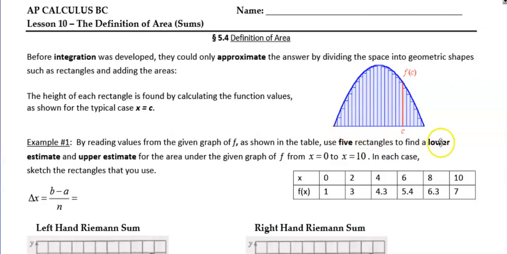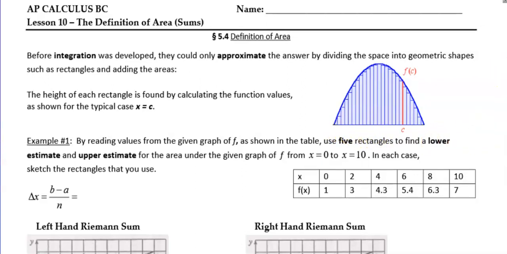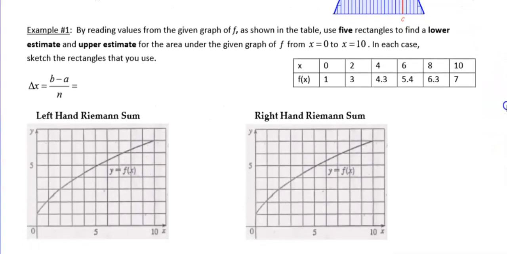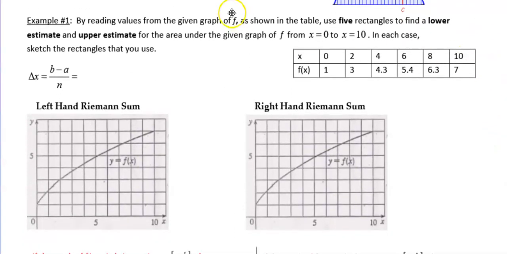And so let's actually start getting into some examples and talk about what we can do with this. If you look at example number 1, there are 4 Riemann sums that we're going to learn: the left hand, the right hand, the midpoint, and the trapezoidal. Example 1 says, by reading values given by the graph of f as shown in the table, use 5 rectangles to find a lower estimate and an upper estimate for the area under the given graph from 0 to 10. And in any case, sketch the rectangles that you use.